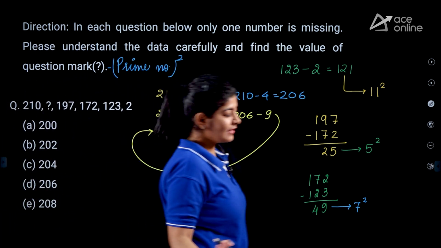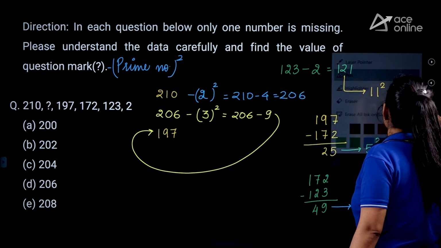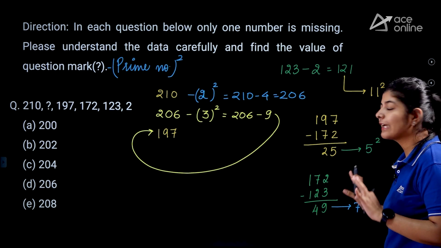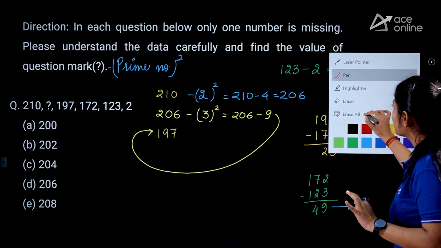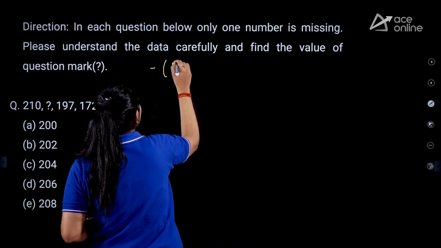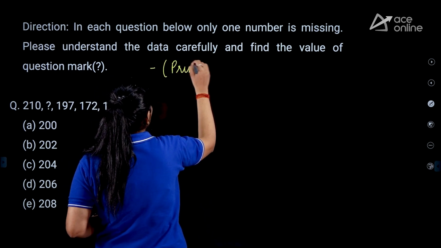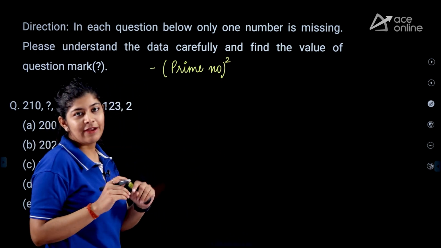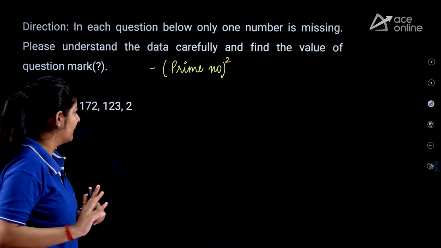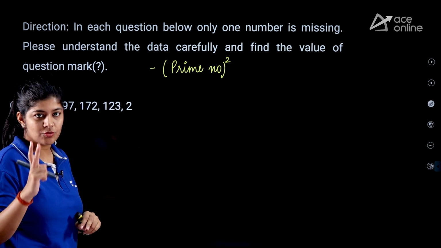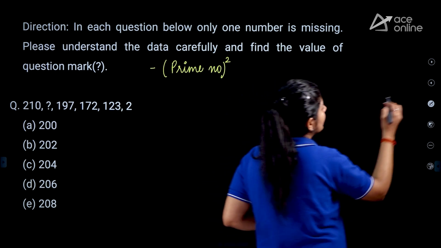So in short form, I'm just clearing the whole screen so that we can write it in a clean format. The first thing we are getting over here is a pattern of prime number squares. We have to subtract the squares of prime numbers. The first and smallest prime number is 2, so we are going to start with 2 only.